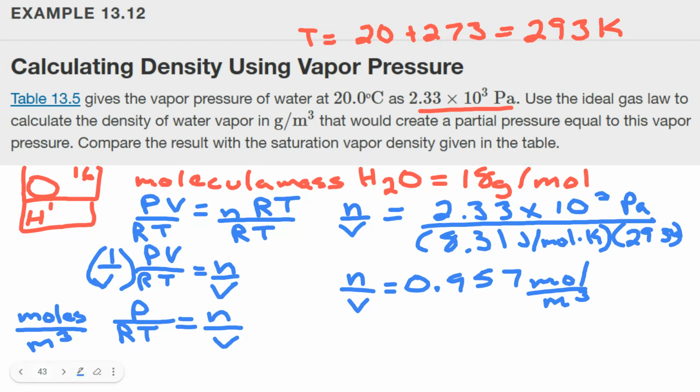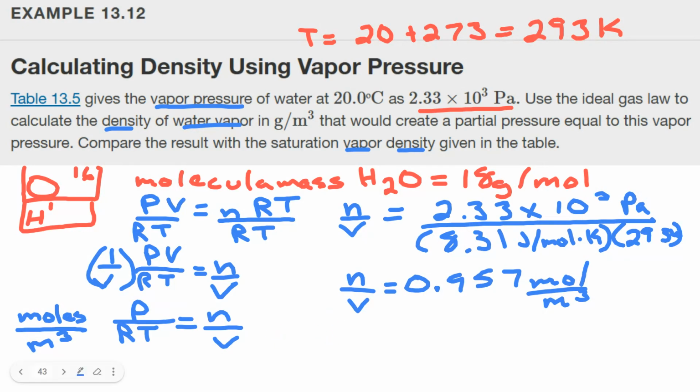Okay. And so remember, we're trying to compare the vapor density using the ideal gas law. What we want to do is calculate the density of water vapor that would create partial pressure in this vapor pressure. So we're not quite done yet. We need to convert this to find the density, because that's really what they're asking us to do, find the density of the water vapor.